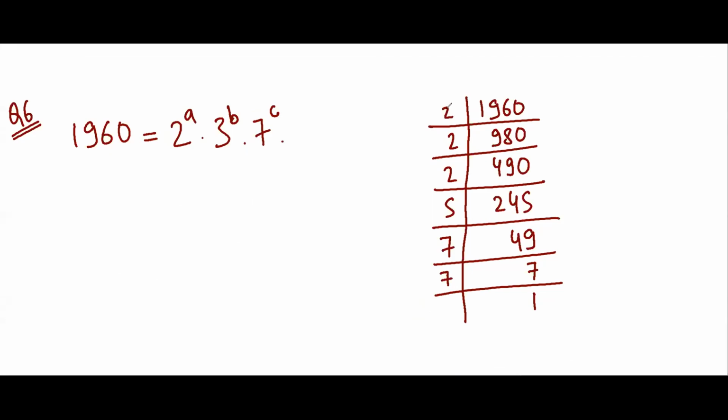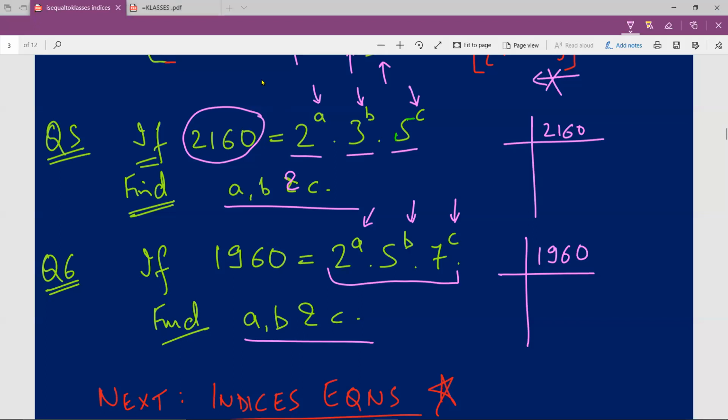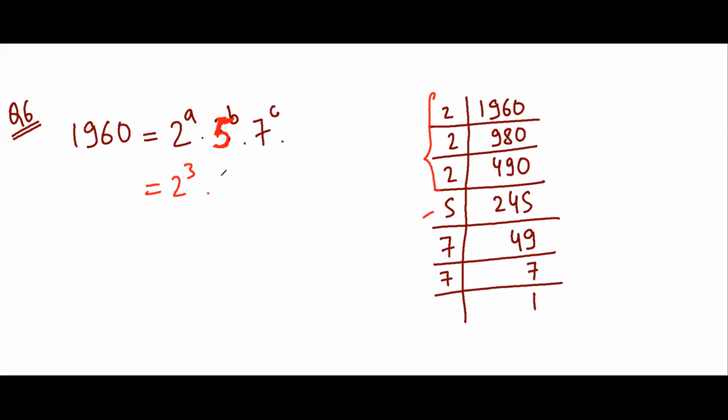So 1960 can be written as 2 cube, 5 raised to power 1. This should be equal to 5 raised to power b. I think I've made a mistake here. This should be 5 raised to power b. I'll check whether I have made the same mistake here or not. No, here it is fine. So this should be 5 raised to power 1 and 7 raised to power 2. When I compare, a is 3, b is 1, c is 2.